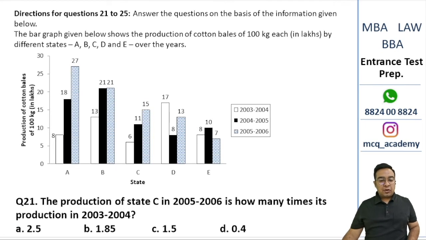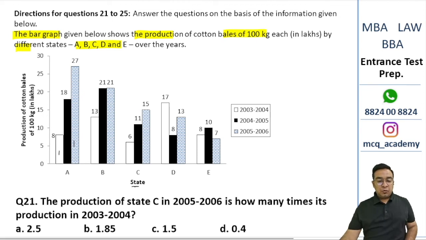Moving on to the next set of questions, question number 21 to 25. The bar graph given below shows the production of cotton bales of 1000 kg each in lakh by different states A, B, C, D and E over different years. Data देखिए यहाँ पे production की value आपको दे रखी है cotton bales की in 100 kgs in lakhs, and here we are provided with these states. आपको absolute number यहाँ पे mentioned है 2003, 2004, 5 and 2005, 6 के लिए for these different states. Now let's move on with the questions.